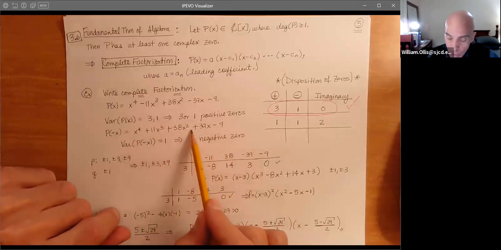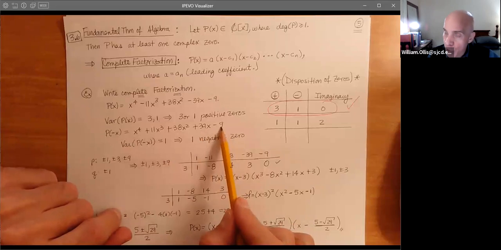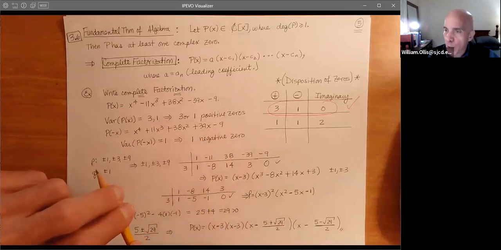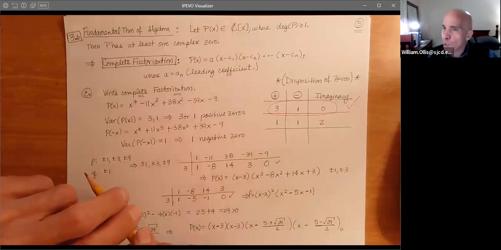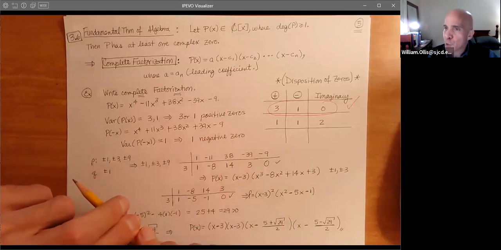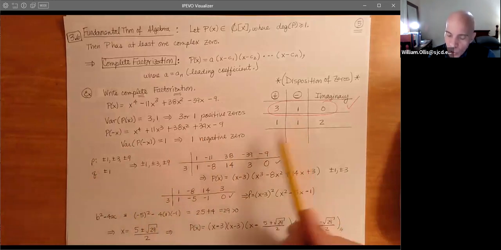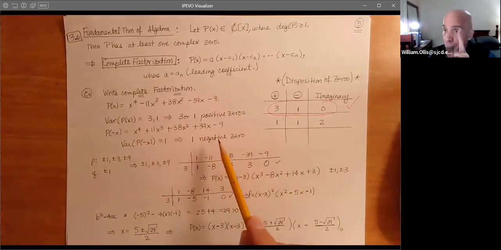So far, so good. Boom, right there, one change. So now we see the variation in P of negative X is 1. So there could be 1 negative 0. Okay, so that doesn't leave you much flexibility, does it? So Descartes is really, really good in some cases because it can minimize the disposition of zeros quickly. So now we know that there's 1 negative 0.